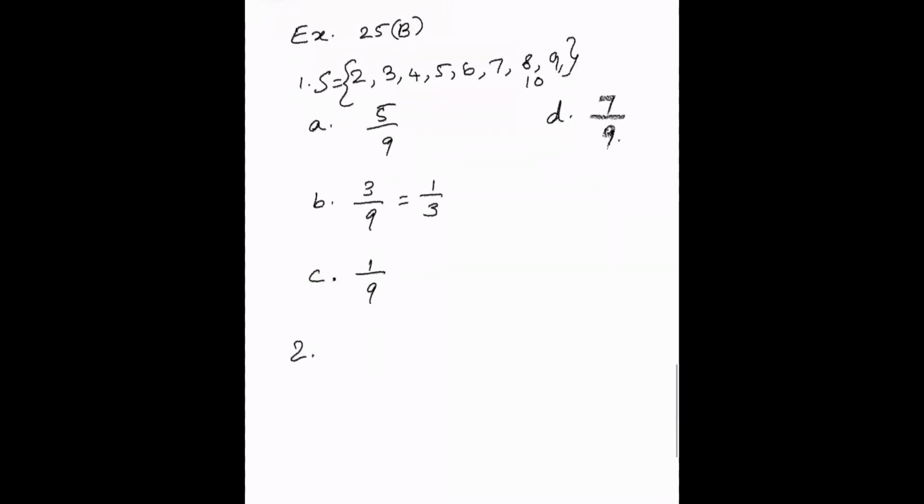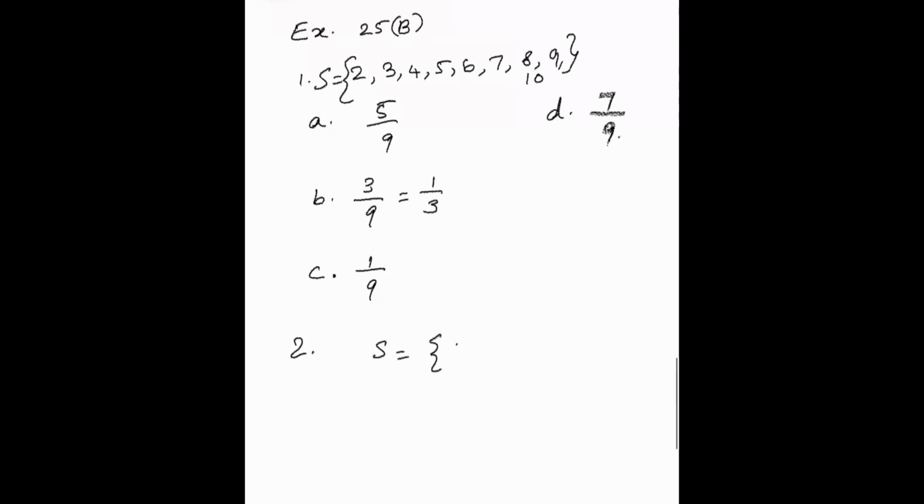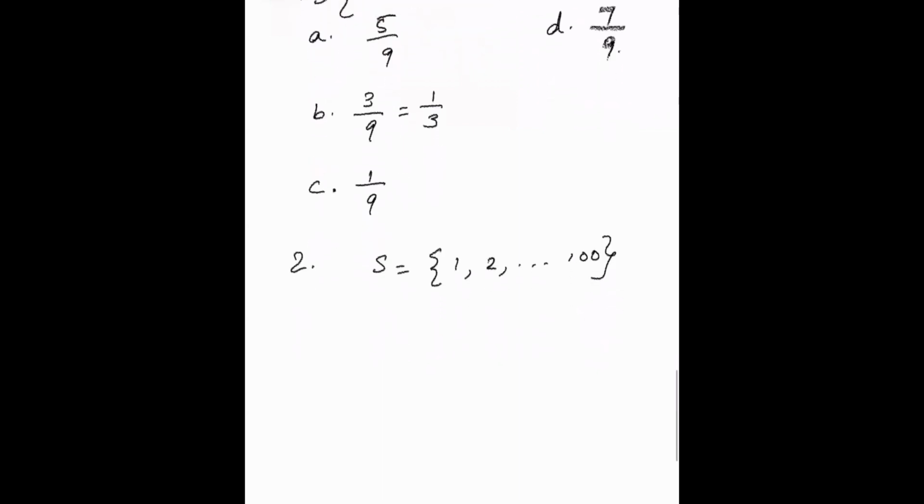Second one: 100 identical cards are numbered from 1 to 100. So the sample space is 1, 2, and so on up to 100. The cards are well shuffled and then a card is drawn. Find the probability that the number on the card drawn is a multiple of 5. Probability of a multiple of 5 is 20 by 100, which is 1 by 5. So 20 cards will be multiples of 5.